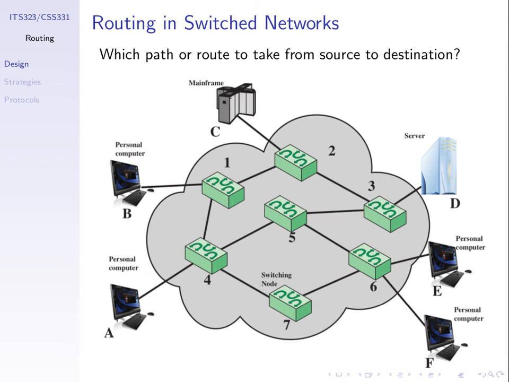So the point is that the algorithm, the software that calculates the path, must choose an actual path from source to destination. Note that the way we define the path is by the nodes or the switches that we pass through. The path from A to F can be 4, 7, and 6. 4, 6, 7 is a different path. The order matters. So our algorithm must return a correct path.